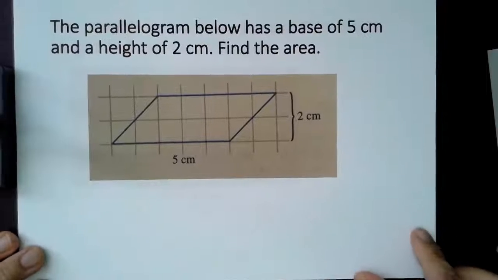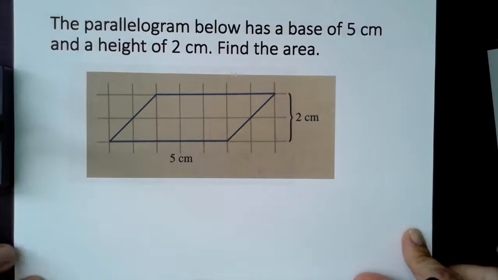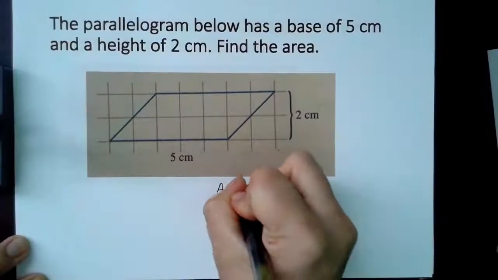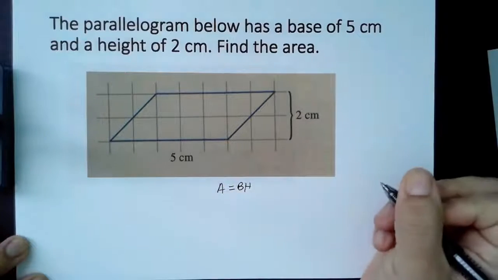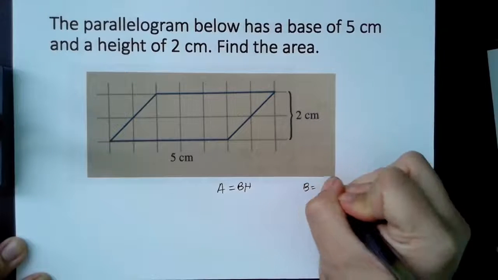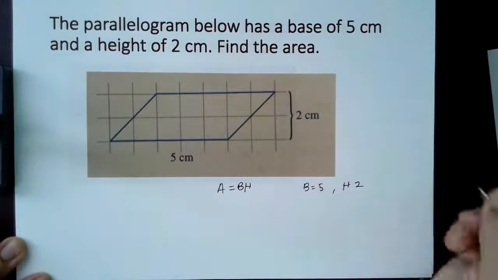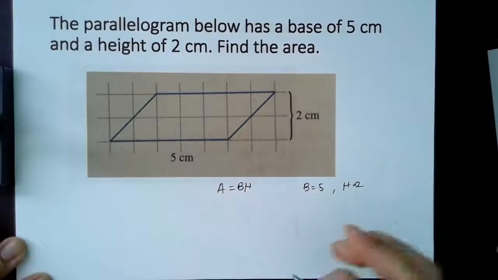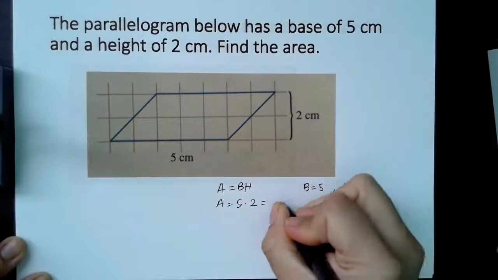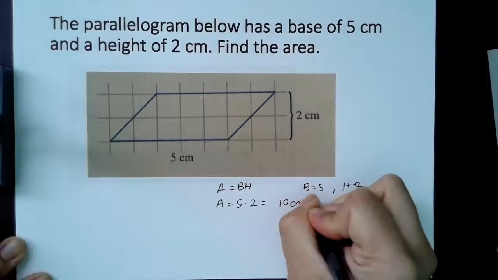Okay, so let's go ahead and start using these. The parallelogram below has a base of 5 centimeters and a height of 2 centimeters. So let's find the area. The base is 5 and the height is 2, and then all we need to do is plug it in here. So area is equal to 5 times 2, and this is going to be 10 centimeters squared.